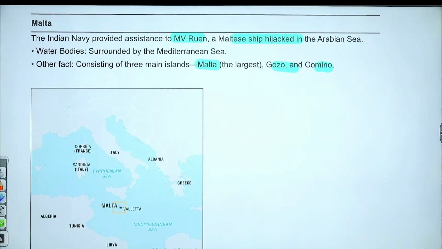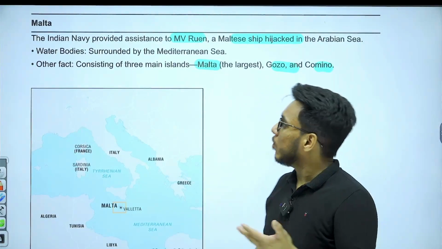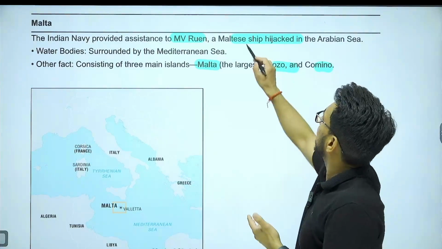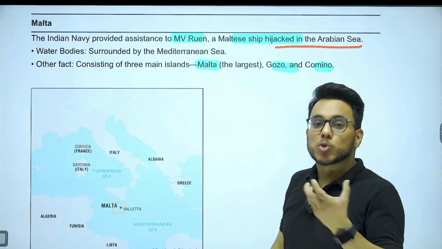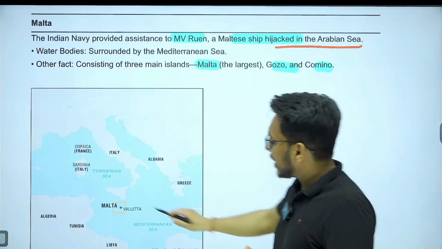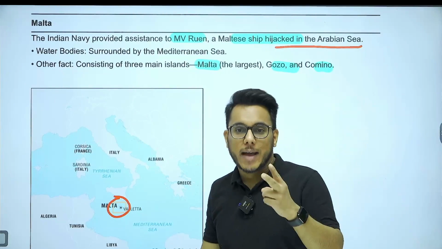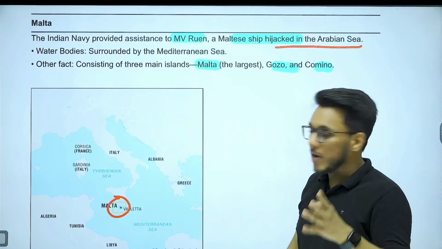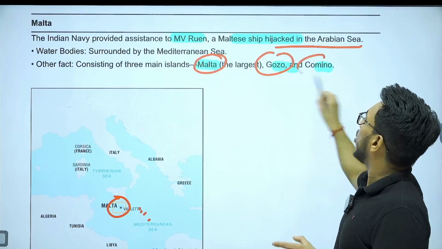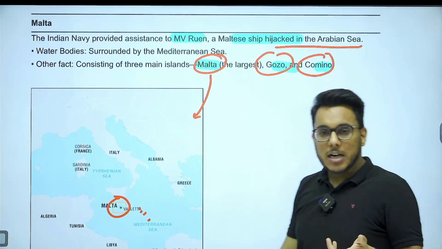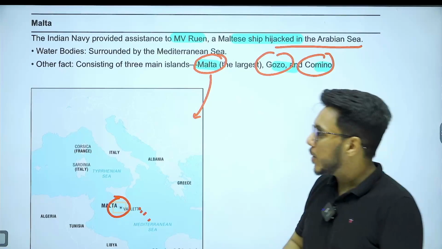Next, Malta. So recently, guys, a Maltese ship was hijacked in the Arabian Sea, and then the Indian Navy assisted that Maltese ship. So where is Malta? Malta is located in the Mediterranean Sea. When I was discussing the Mediterranean Sea, I told you about the two island states, that is Cyprus and Malta. Malta is made up of three islands, that is Malta Island, Gozo Island, and Comino Island. Malta is the largest island, and from the largest island, the name Malta comes. It is located in the Mediterranean.